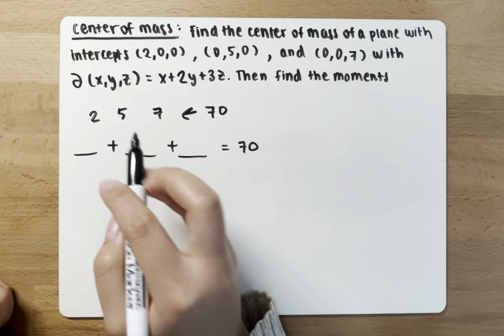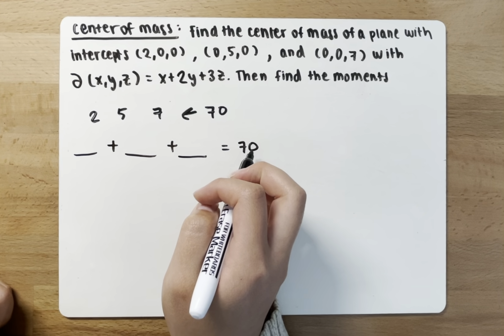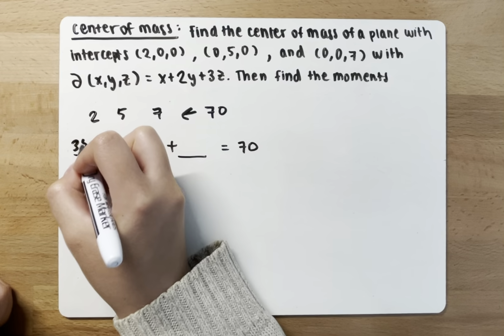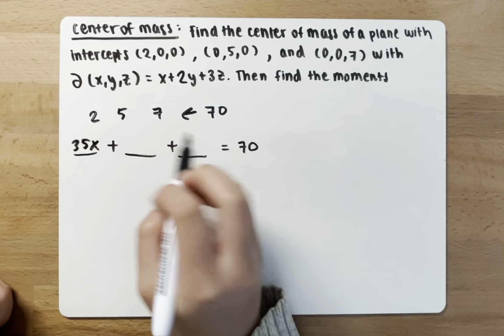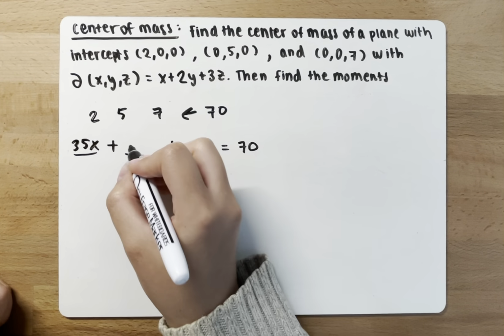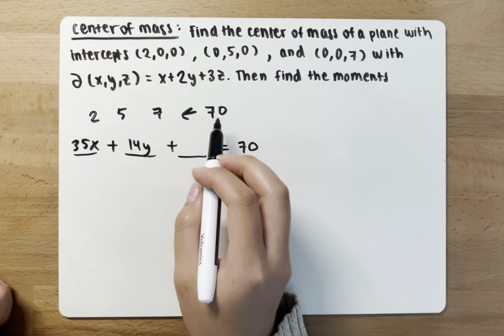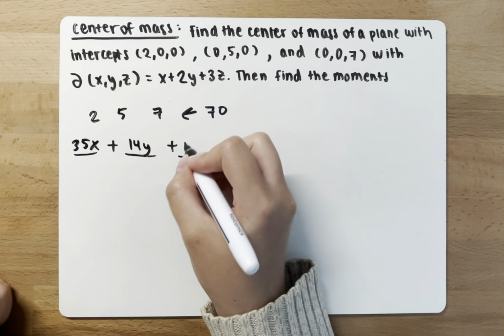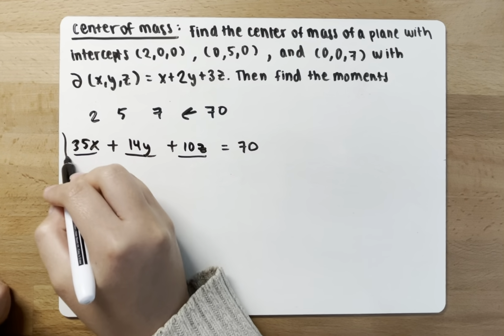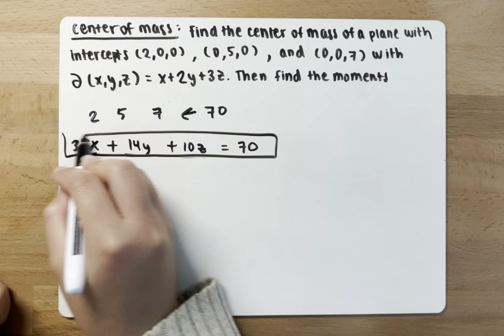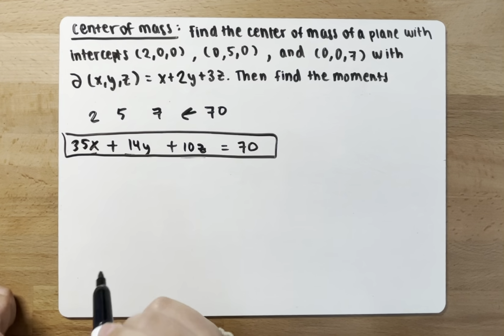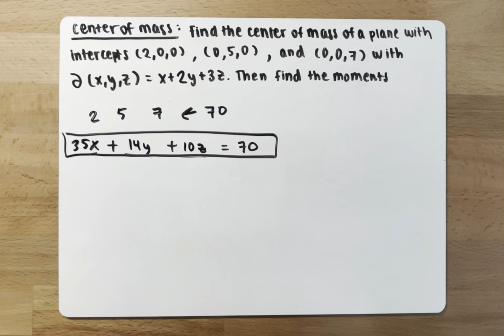Now, how many times does 2 go into 70? 2 goes into 70 35 times, so it's going to be 35x. How many times does 5 go into 70? 5 goes into 70 14 times, so it's going to be 14y. How many times does 7 go into 70? 7 goes into 70 10 times, so it's going to be 10z. So this will be your equation needed to find the mass.